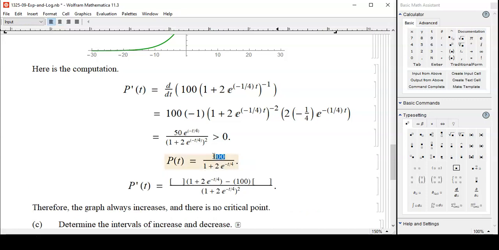Okay. And what is the derivative of this 100? It's constant, isn't it? So that's just 0. What's the derivative of the denominator here? Well, constant 1, so that goes to 0. I need this exponential part. Exponential always stays the same. And I have to multiply the derivative of the inside. T over negative 4, so it's negative 1/4. That's the derivative.